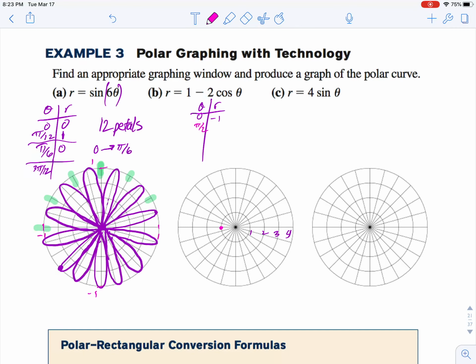And then as theta works its way up here, like say pi over 2, I get 1 minus, so cosine of pi over 2 is 0, so then I get 1. So then the question is, what's happening in between those places? So in between those, from 0 to pi over 2, what's going on with this thing?